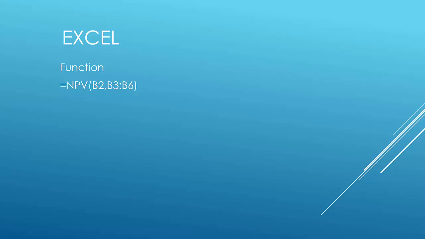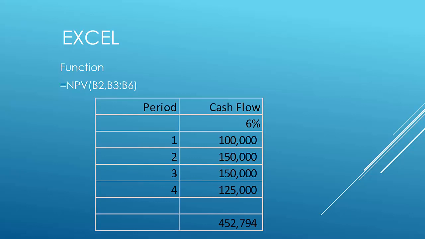Excel recognizes that this calculation is required many times, and so it also provides a function which will let you do this. That function is equals NPV, open brackets, B2, which is where I've stored the discount rate, and B3 to 7, where I've stored the cash flows. And you can see that on the simple spreadsheet here. So equals NPV, B2, which is the 6%, B3 to 6, which is the cash flows, 100,000 down to 125,000, and once again you can see that it gives you an answer of 452,794.